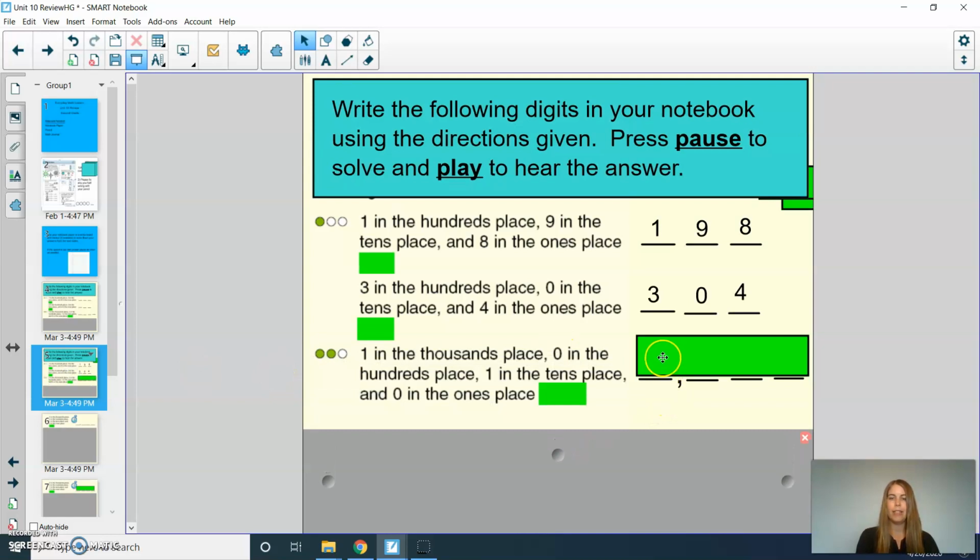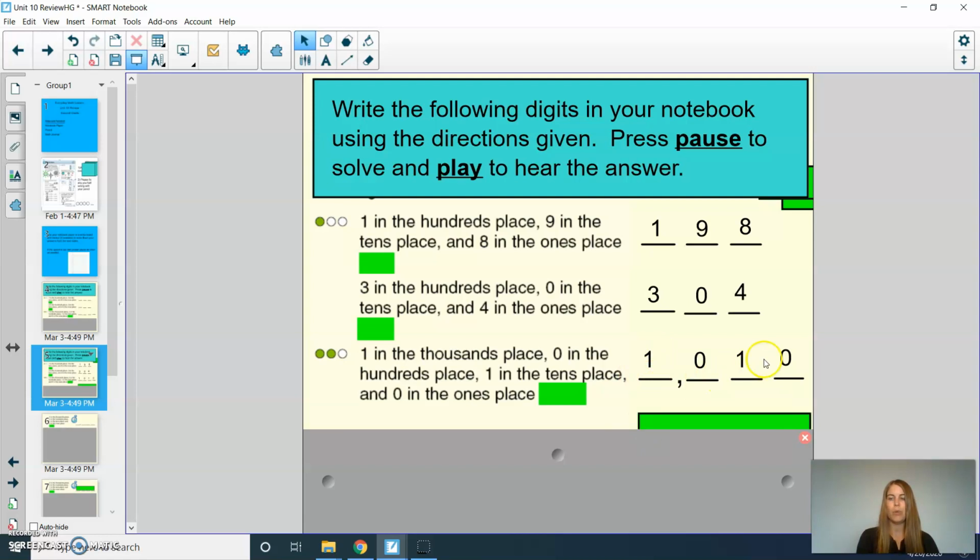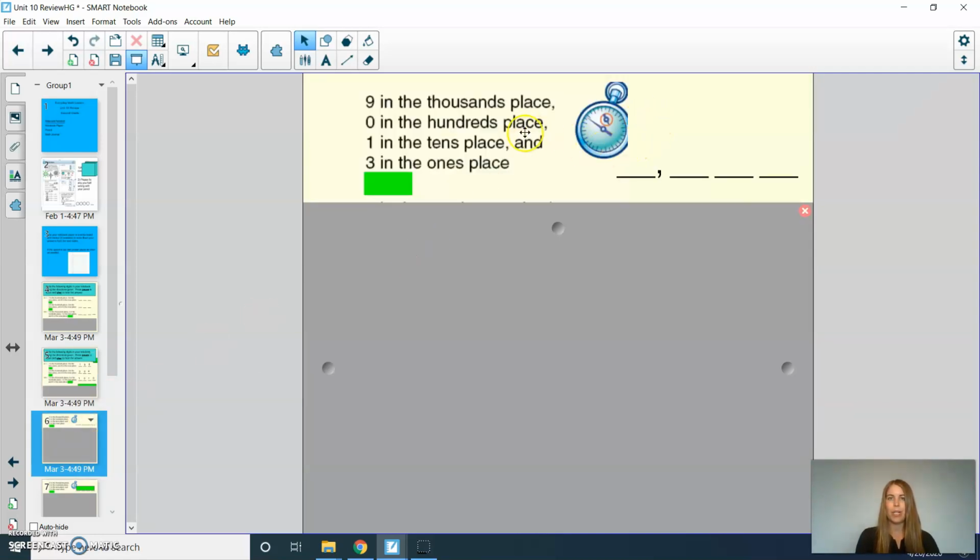And when you're ready, your number should look like this: 1010, giving us the number 1010. We're going to practice a few more. This time, put a 9 in the thousands place, a 0 in the hundreds place, a 1 in the tens place, and a 3 in the ones place.